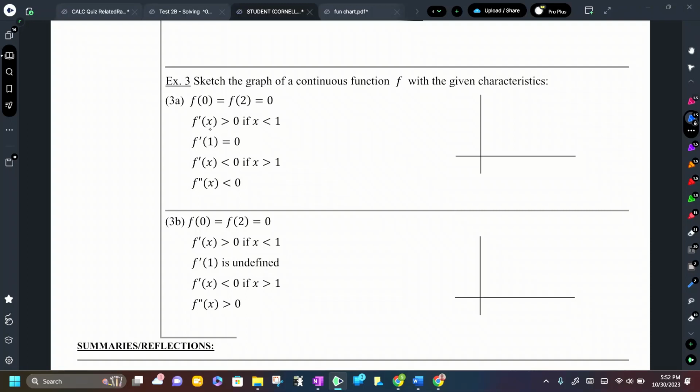Now, if we have f prime of x is greater than 0 if x is greater than 1, that means my derivative is positive. And think about our fun chart. What our fun chart tells us is that if our derivative is positive, then our function is increasing on that interval. If f prime of 1 is equal to 0, that just means we have a horizontal tangent line.